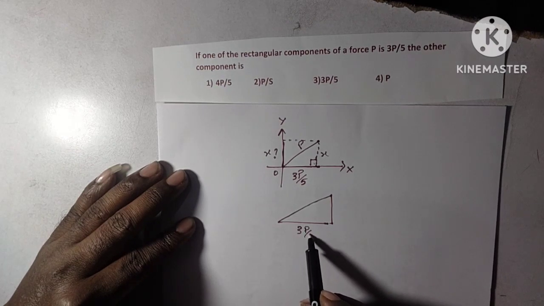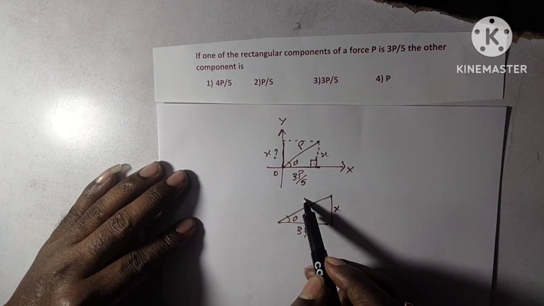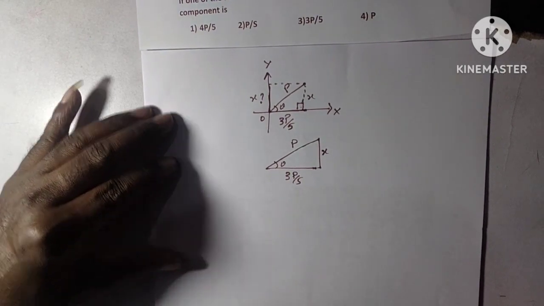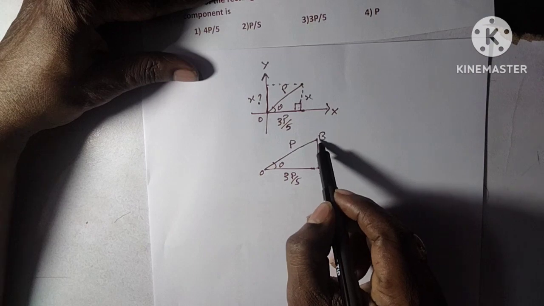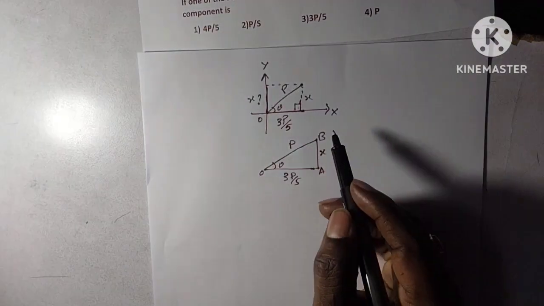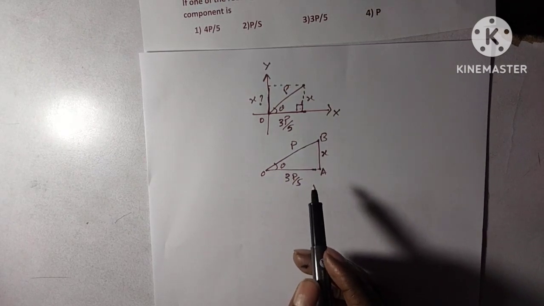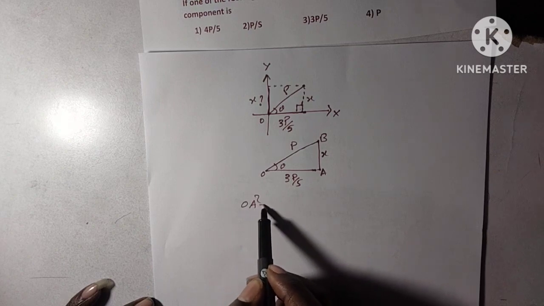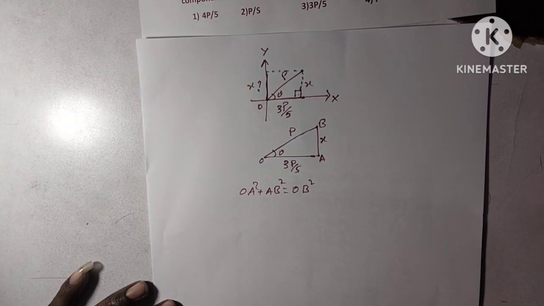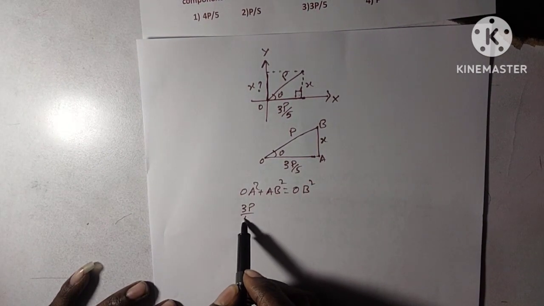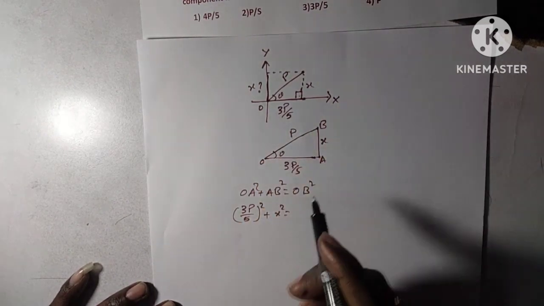So this is 3P by 5, making an angle theta, and this is x, this is P. We already know the Pythagoras theorem: if you take this O, A and B, then OA square plus AB square is equal to OB square. OA is 3P by 5 whole square, plus AB square, x square, is equal to OB square, P square.